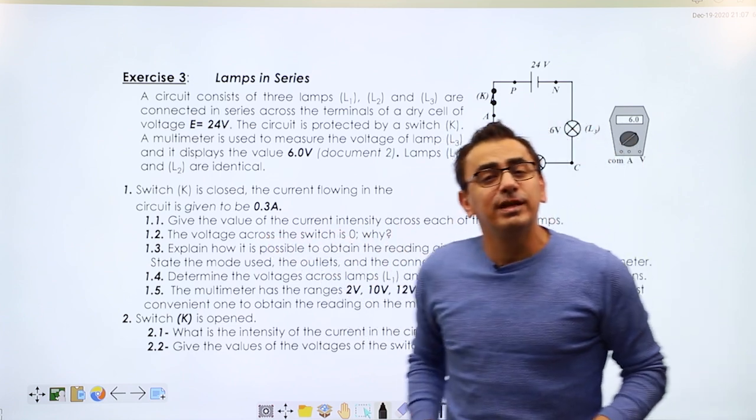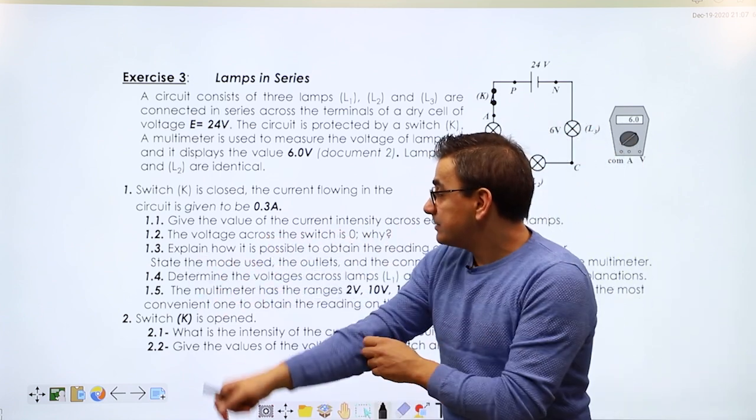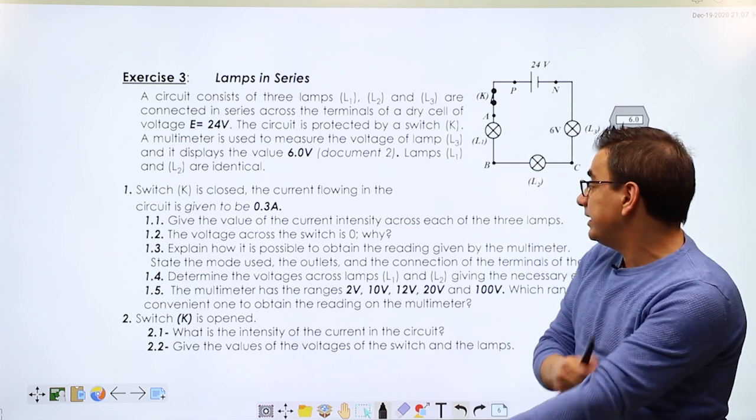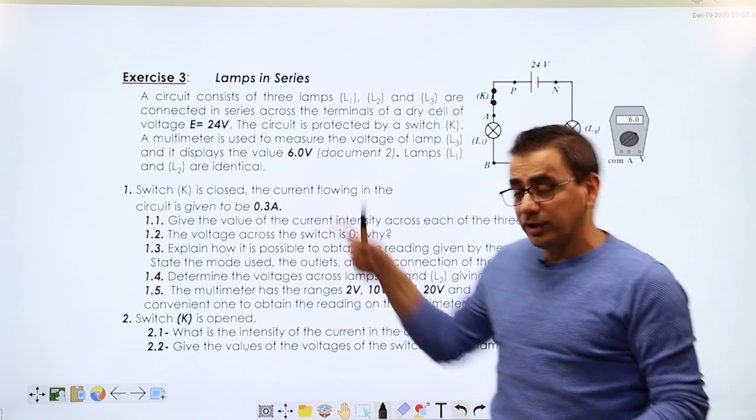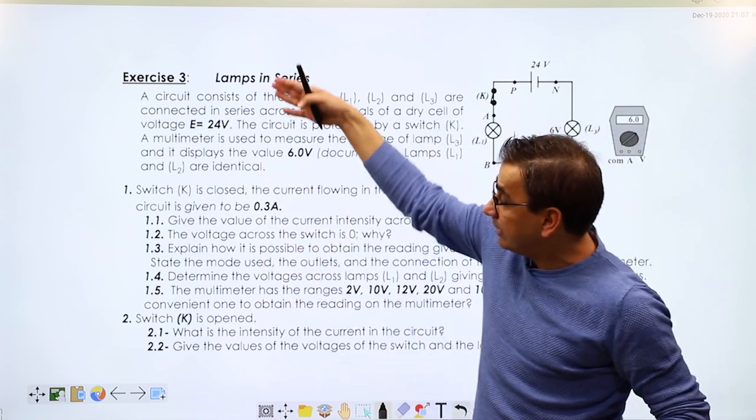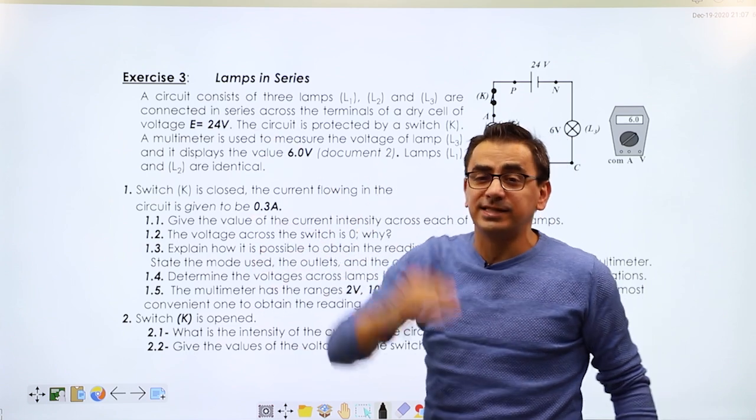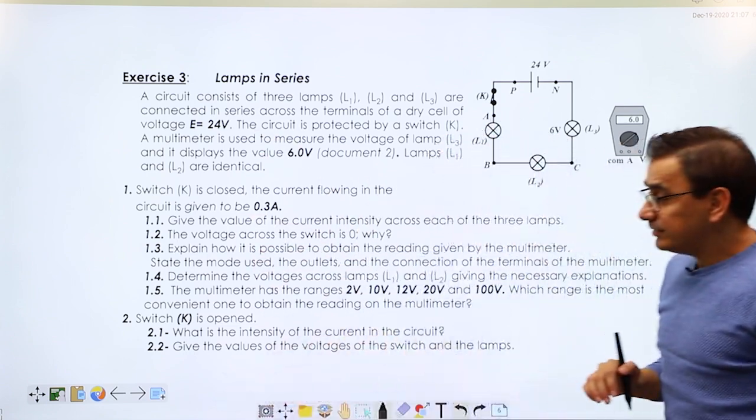Why? Let's start solving them one by one. 3. Explain how it is possible to obtain a reading given by the multimeter. Okay, we'll proceed with that. On the second page, you're going to find the whole exercise but dissected. Okay? Take a look at it and let's move on.